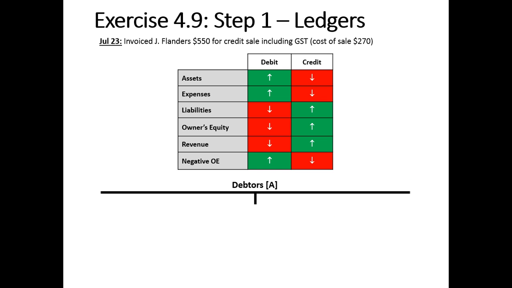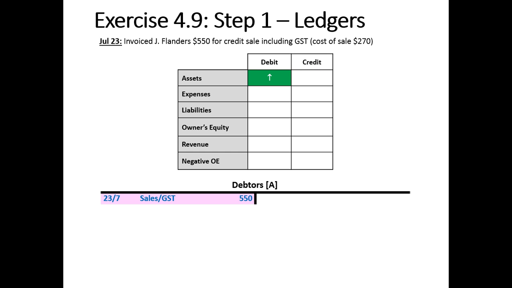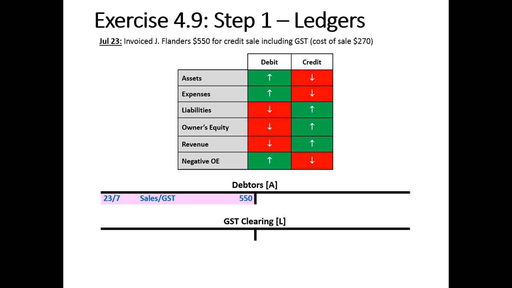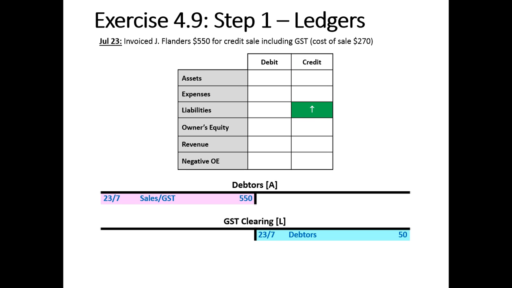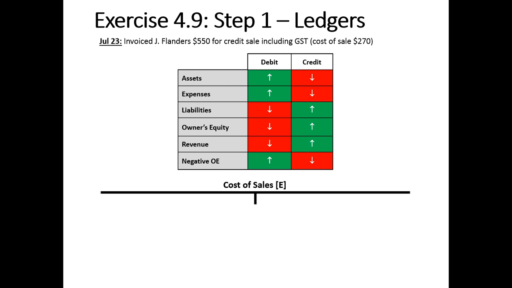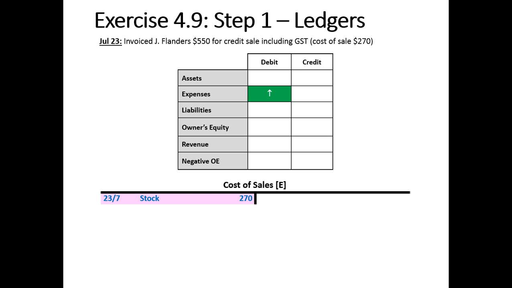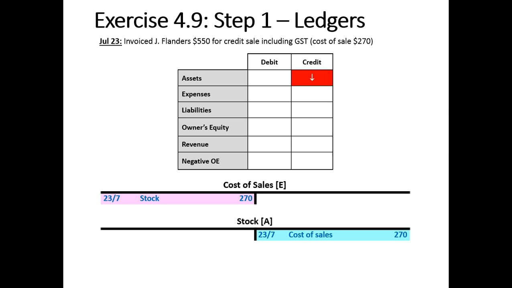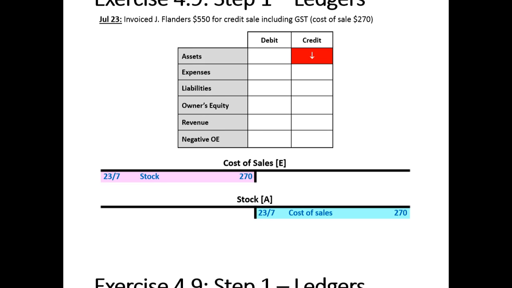We've invoiced a customer for a credit sale. In this case we've got a debtor going up $550. It's not cash that goes up for this sale, it's going to be debtors instead, but the rest of the transaction will be the same. Even though we've just charged the customer, the liability still increases and sales will also increase. Cost of sale part, that remains the same, whether it's a cash sale or a credit sale. It's a debit to the expense and a credit to the stock asset.